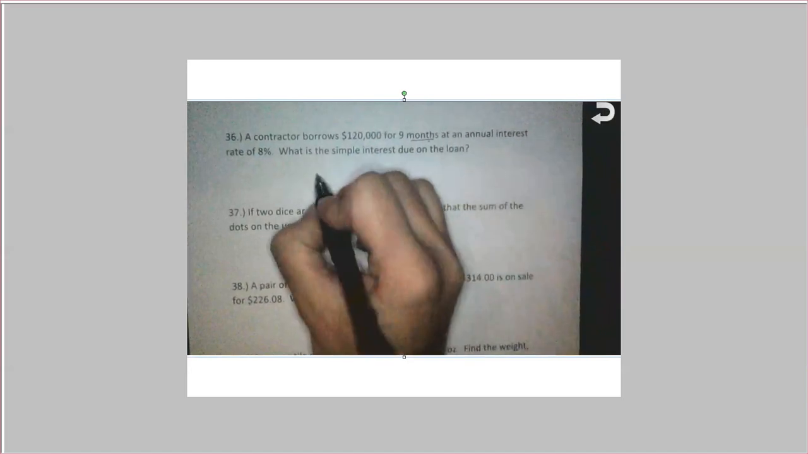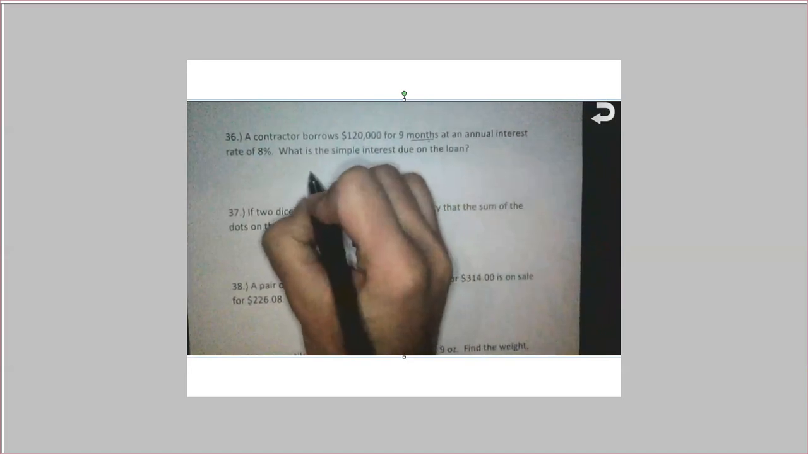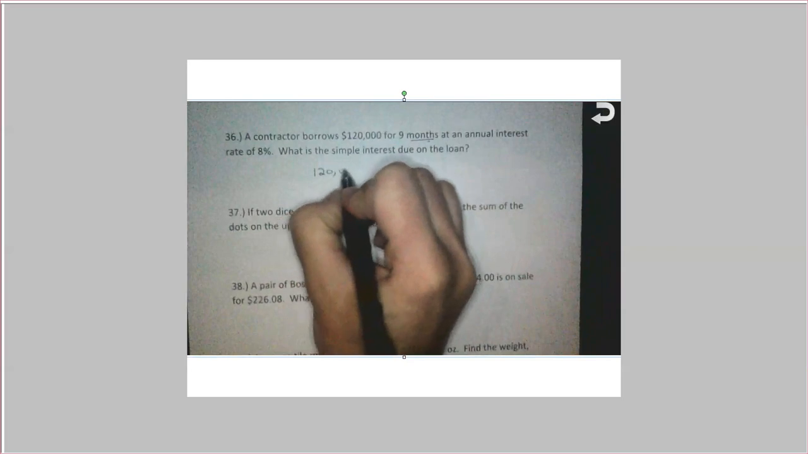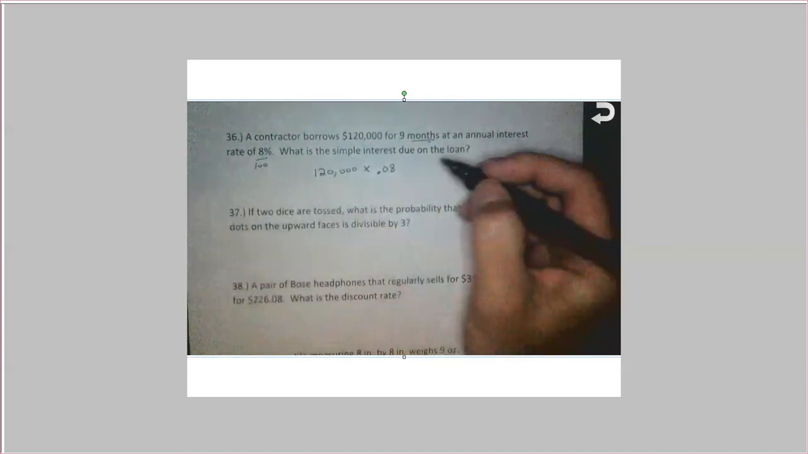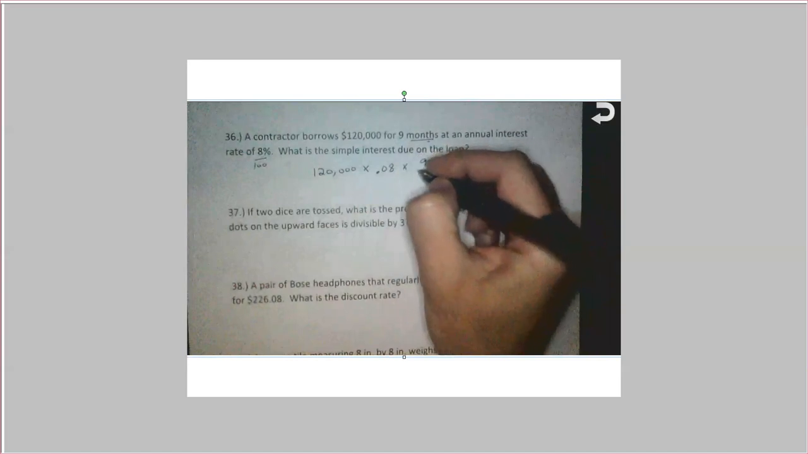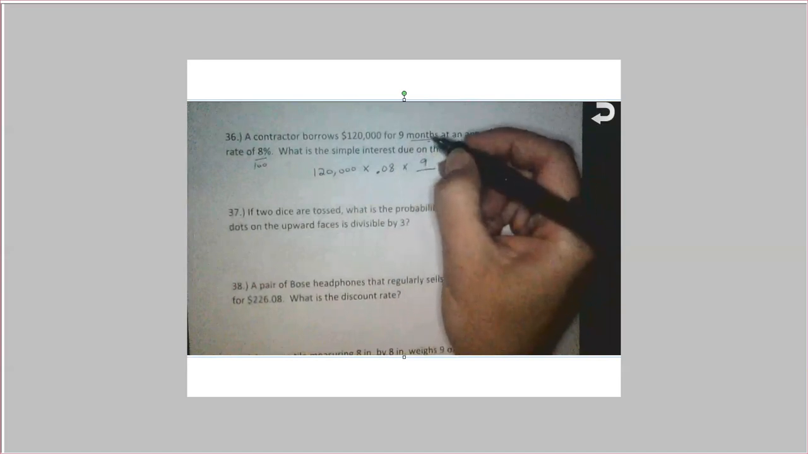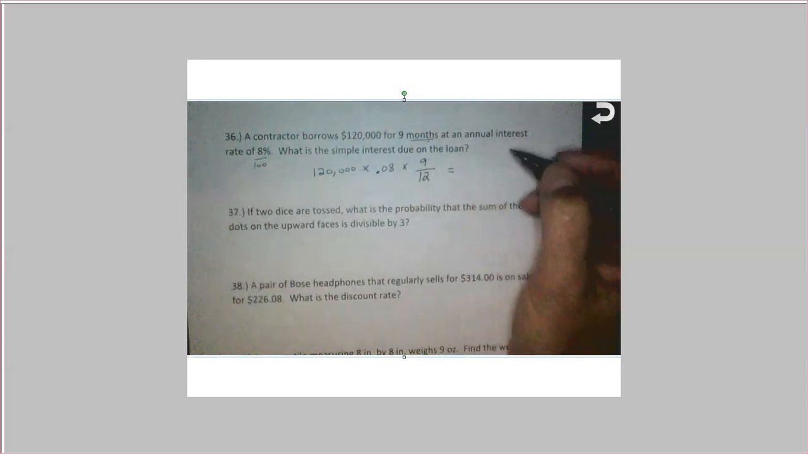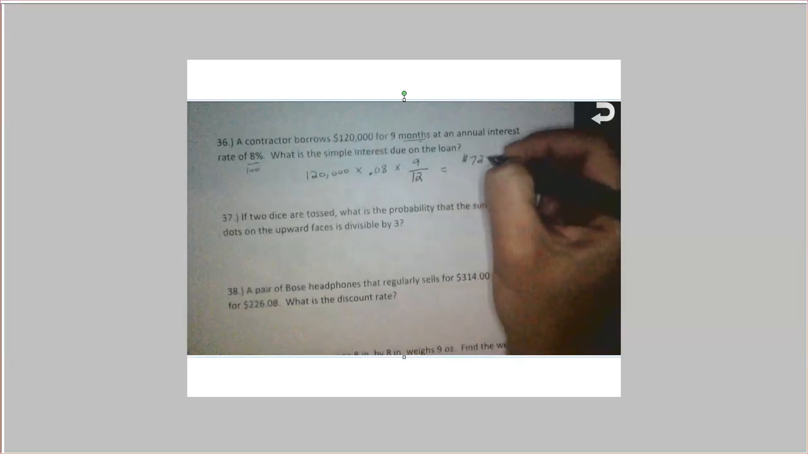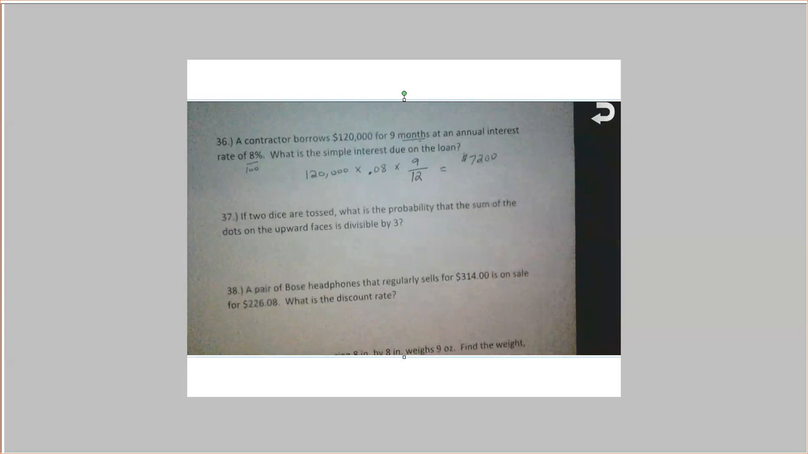So my interest is the principal times the rate, which is 8%, and I'm going to turn that into a decimal. Remember, we divide it by 100, shift that decimal back 2 spaces, times time, and since it's given in months, I will put that over 12. Okay, so as I multiply all that together, I will get an answer of 7,200 in simple interest.